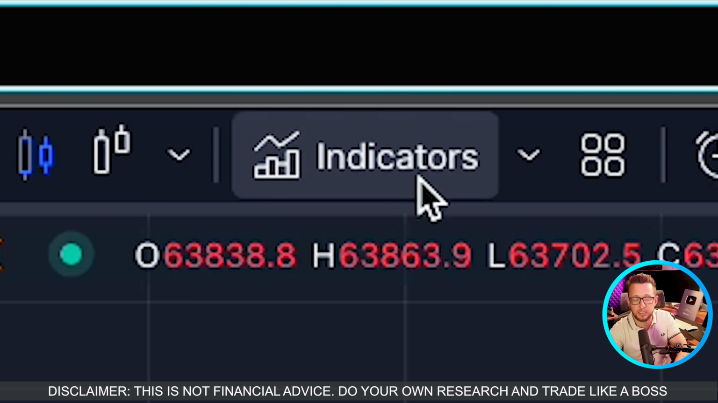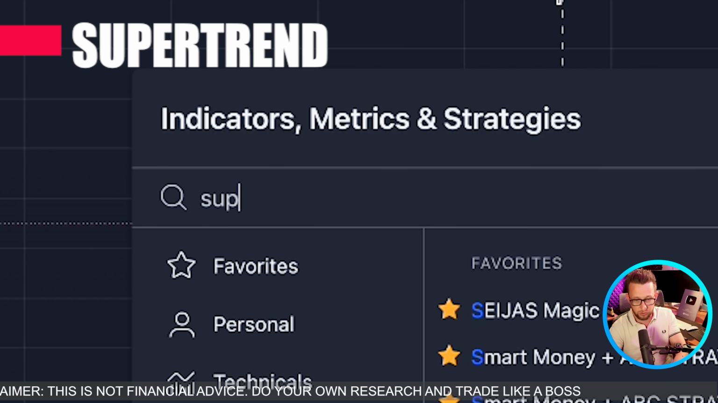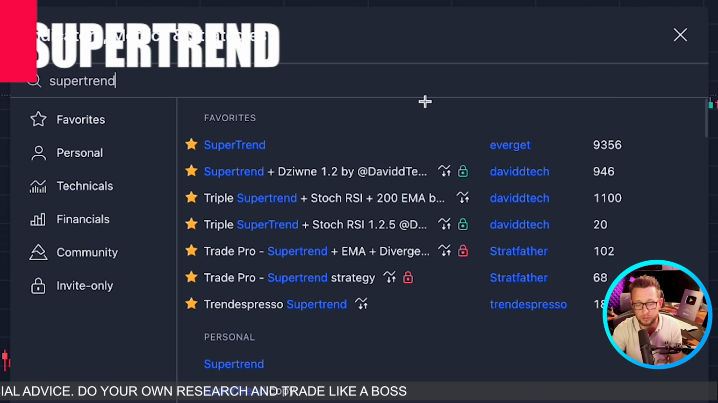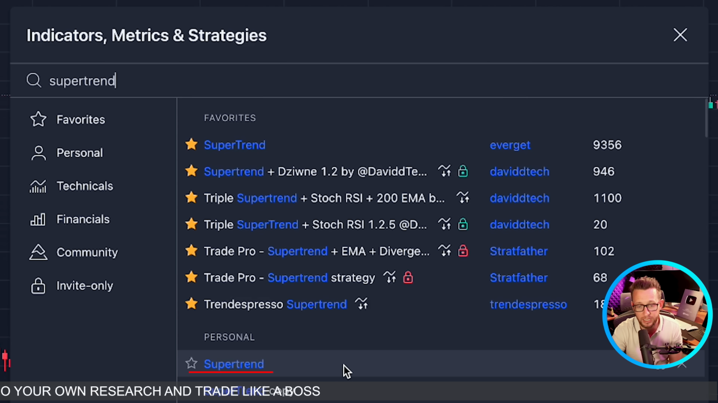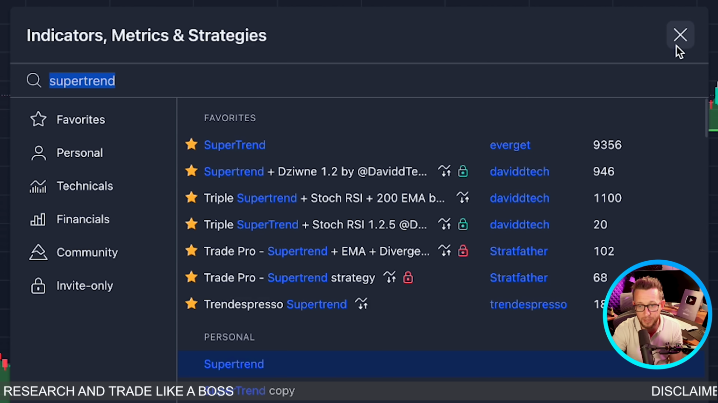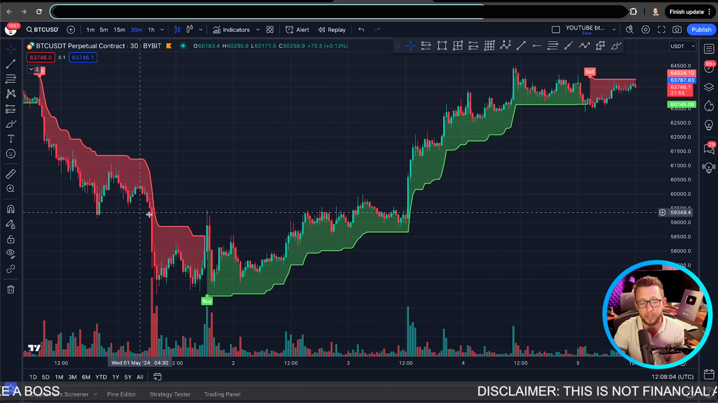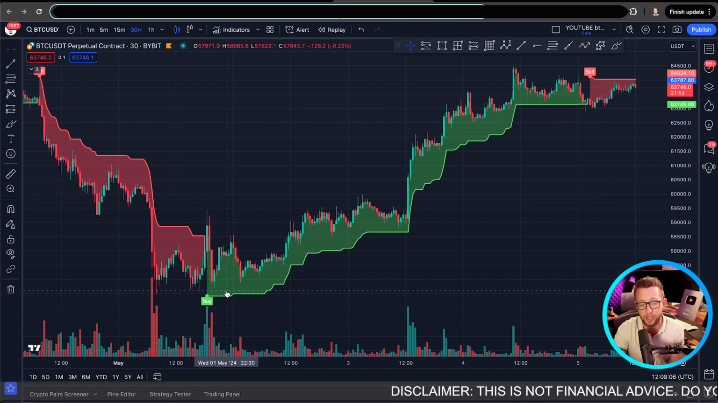So the first indicator that we're going to be adding today is the Supertrend. Now this is the indicator that I was talking about that I have not used in a long time, even though it looks really good. It's the Supertrend by David Tech. We click on that one just there. So the Supertrend is our baseline. What we're looking for is for price to be above.